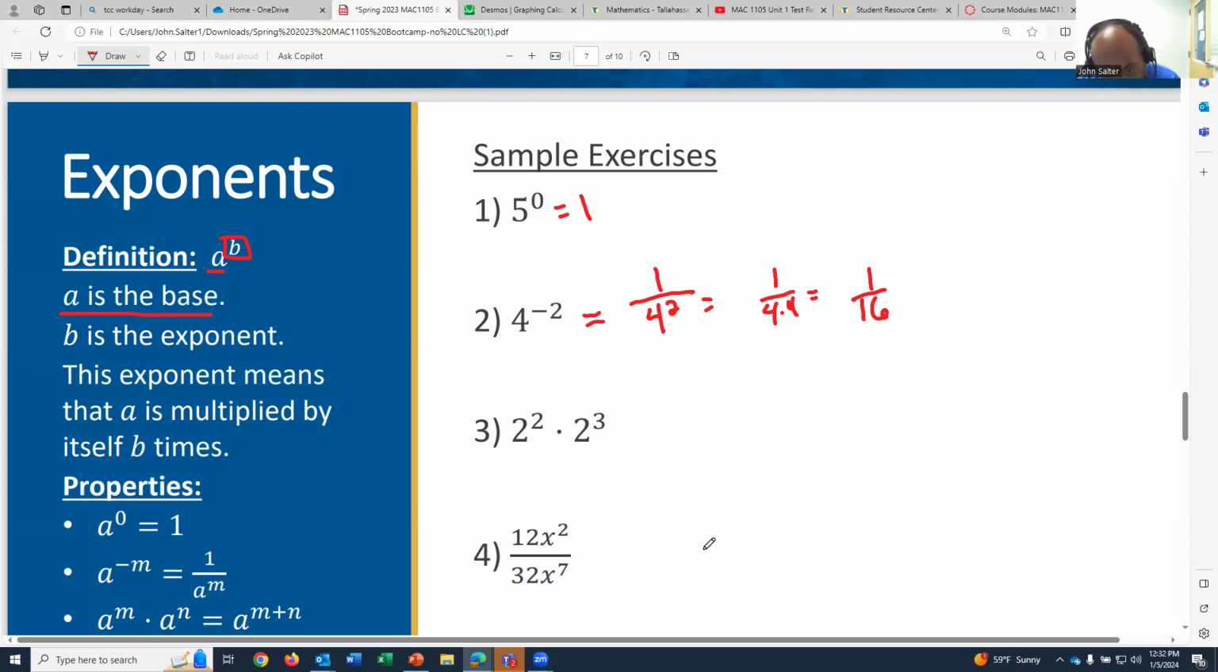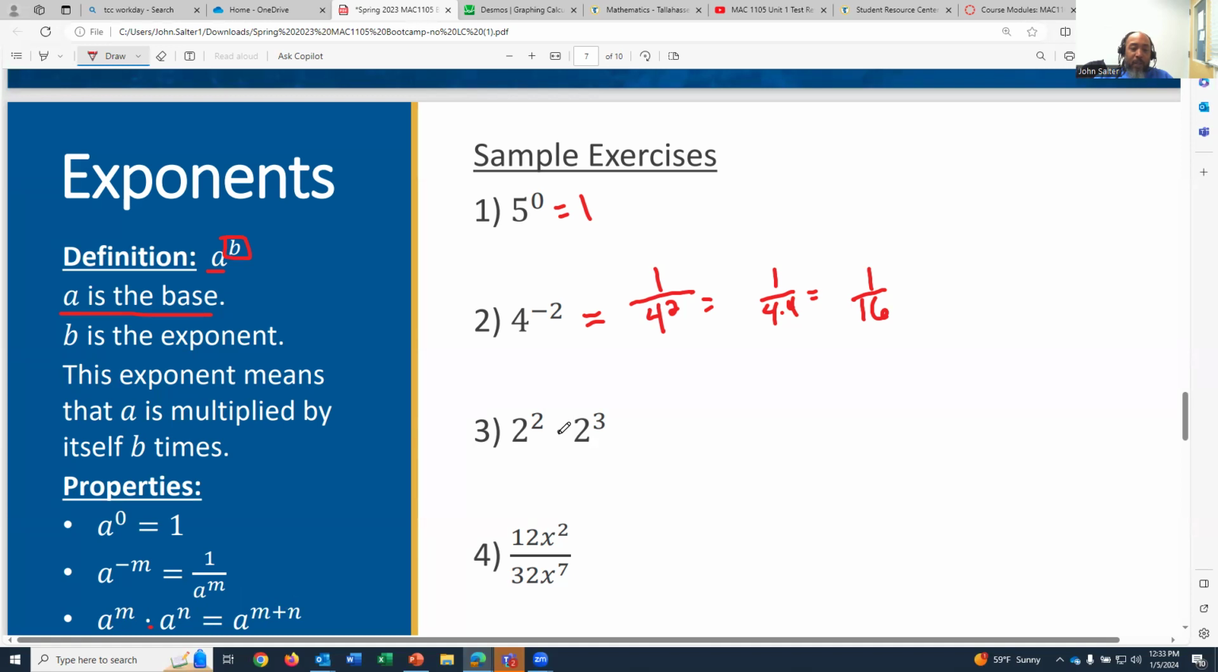All right, let's keep going. 2 to the second power times 2 to the third power. I could work that out. 2 times 2, get a number. 2 times 2 times 2, get a number. Then multiply those. That seems a little complex. There has to be a better way. I look, and there is. It tells me when I'm multiplying and my two numbers have the same base, I can keep that base and just add those two exponents together.